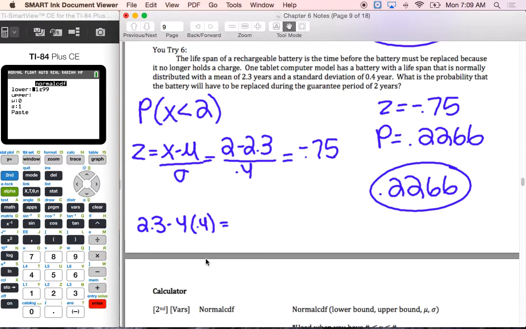Again, we're going to take 2.3 minus 4 times our 0.4. That gives me a 0.7. So that means my lower bound should be a 0.7 for this problem.